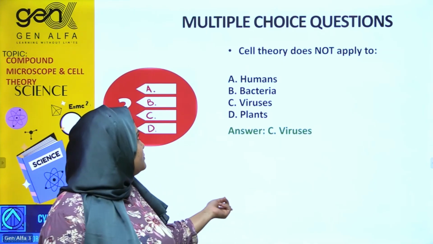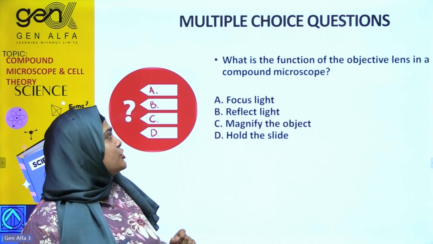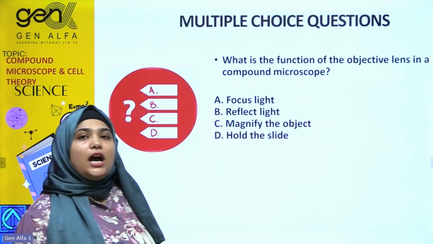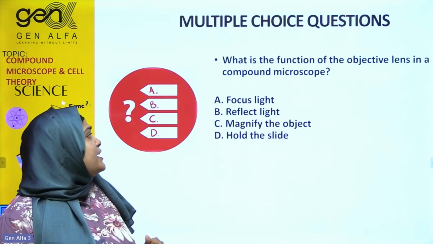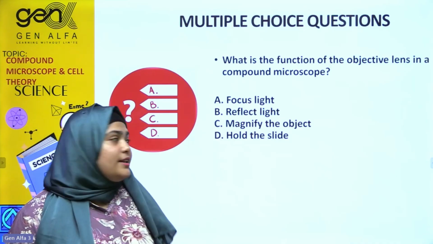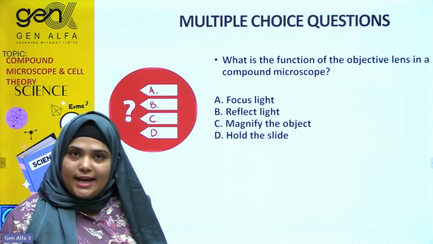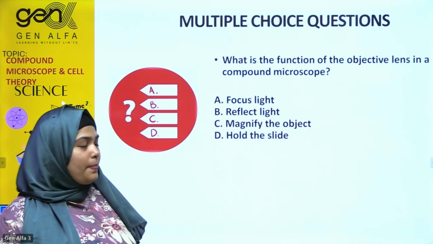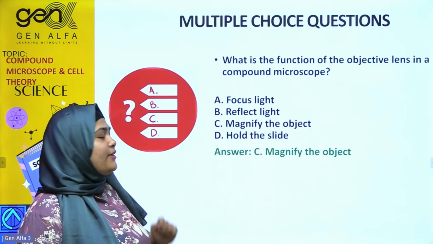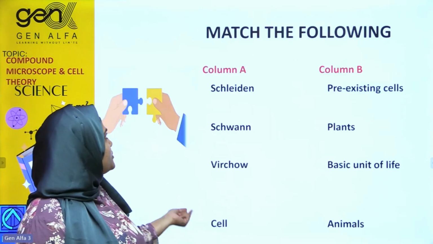Clear? Next, what is the function of the objective lens in a compound microscope? Focuses light, reflect light, magnify the object, and hold the slide. What is the correct option here? It magnifies the object. Good, students.